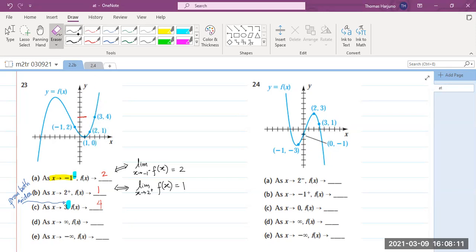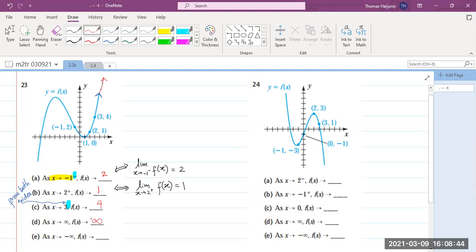Now, what if part D, as x approaching infinity? So when x goes indefinitely far to the right, so you assume this is going to the right, going all the way up there. When the x goes to infinity, then the value of the function will increase to infinity, right? The function goes to infinity.